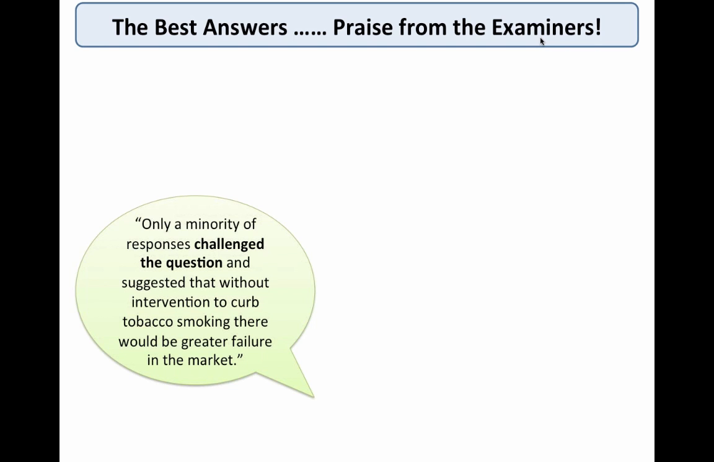I've just picked out finally for you just 2 examples of the examiners saying something about evaluation. Only a minority of responses. That probably means, by the way, 1 person. Only a minority of responses challenged the question and suggested that without intervention, to curb smoking in this case, there will be greater failure in the market.